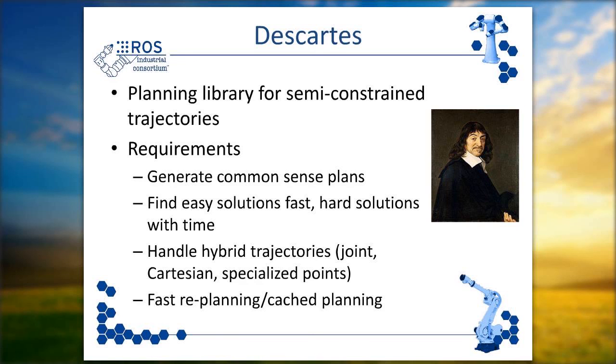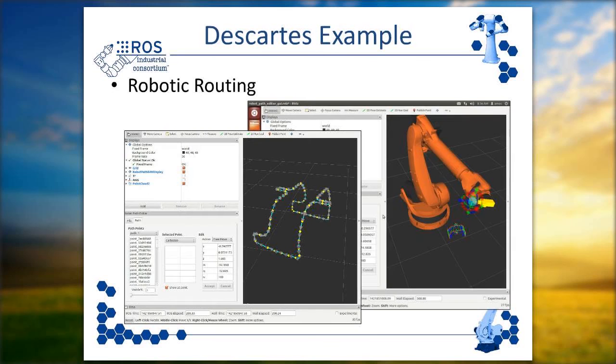And then finally, we wanted to be able to do fast replanning or cached planning so that if minor modifications were made to the plan, we could very quickly replan without having to start from scratch.